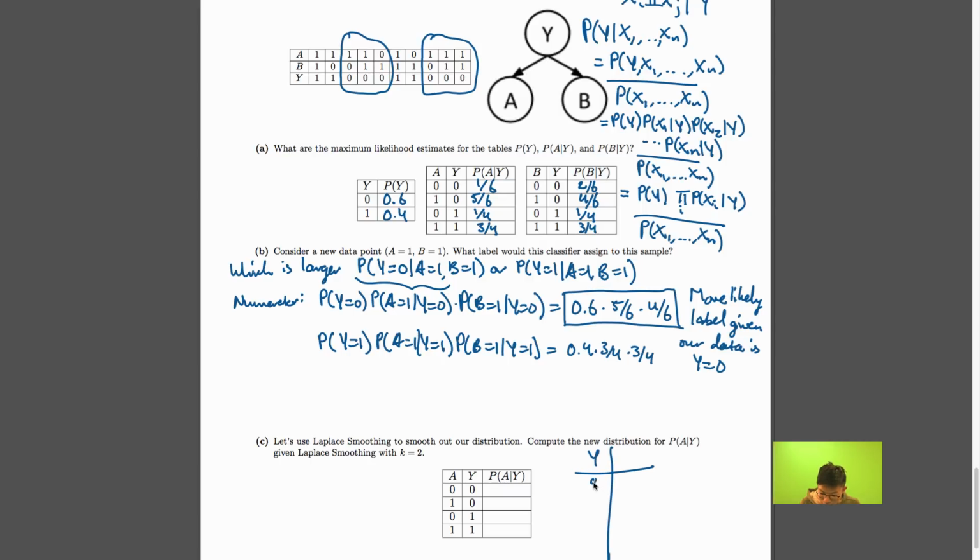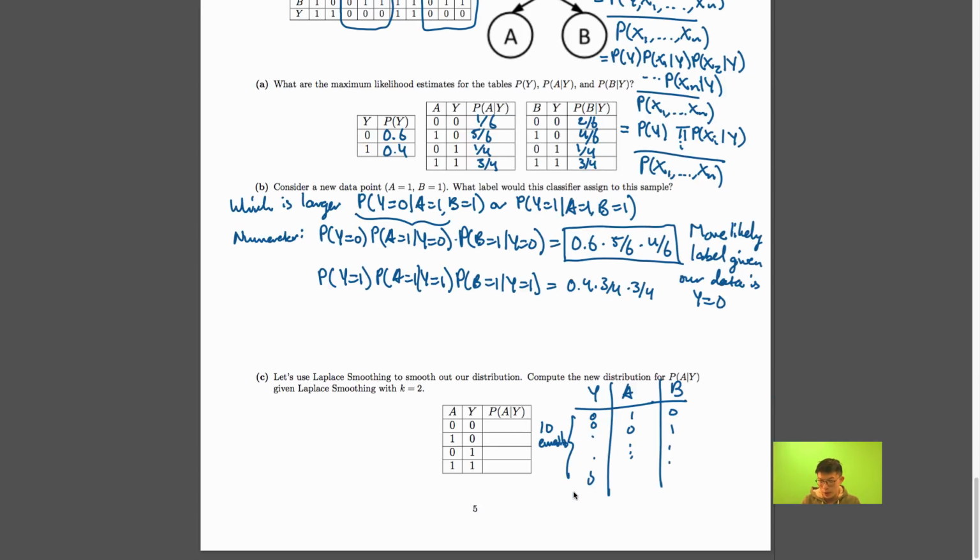Say we had like 10 pieces of data. It was just zeros all the way through. And then the A's and B's could have been anything. Not too important. But say we had 10 emails, and y was 0 all the way through. We got 10 emails, and they all happened to be not spam.